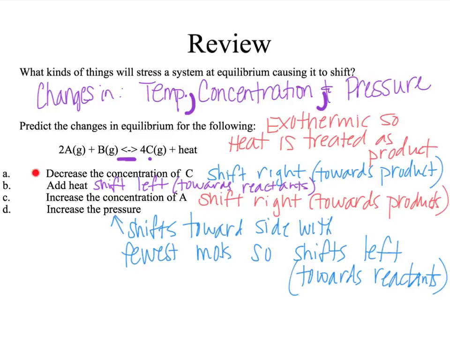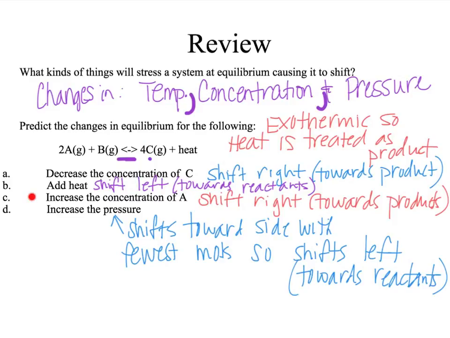So here we go. Let's do the first one, decrease in the concentration of C. That means right here, C, we would decrease it, so we would be removing it. If we are going to remove it, then our reaction would shift towards the right to make more product because we were removing part of C, so it's going to shift to the right. Next one was add heat. Remember, we're going to treat heat as a product. If we're adding to this right here, that means it's going to shift away from what we're adding, so it would shift to the left and back towards reactants, meaning it would start making more reactants.